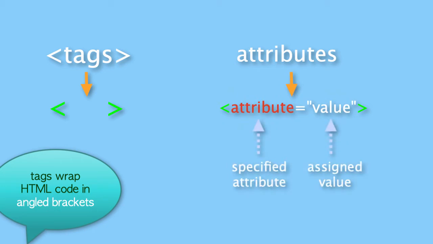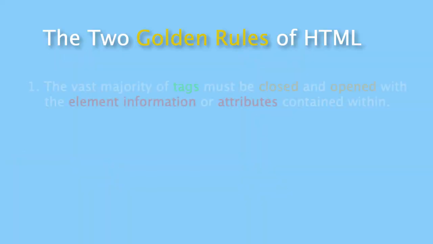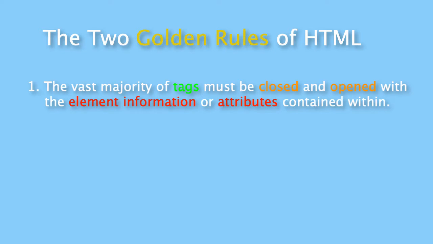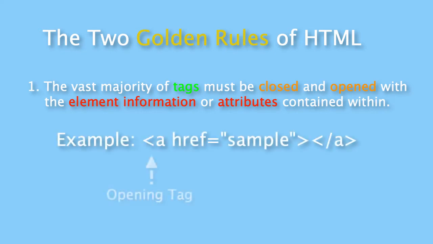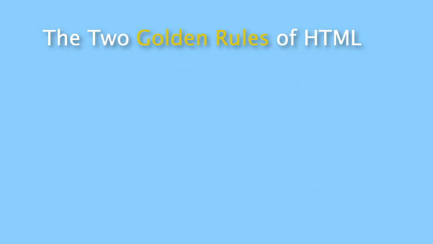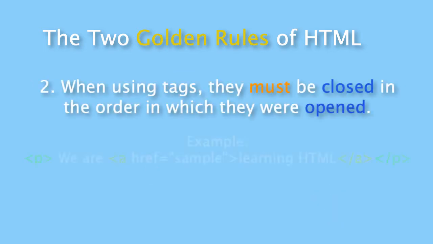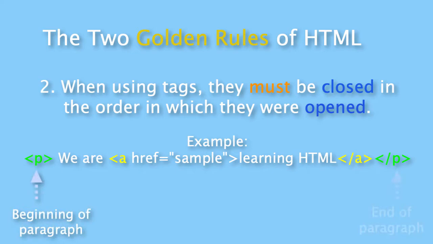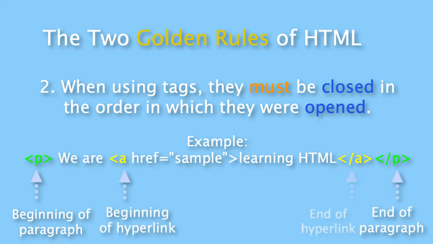If you follow the two golden rules that I'm about to share with you, you should be good. Number 1. The vast majority of tags must be closed and opened with the element information or attributes contained within. Number 2. When using tags, they must be closed in the order in which they were opened. As long as you remember those two rules, you should be good.